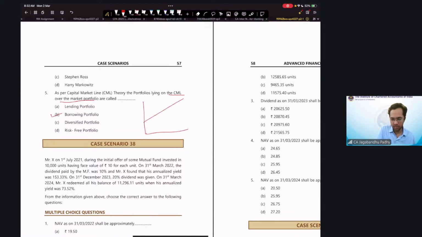So it's like when you have this particular portion that this is your market and this is your risk free. At this point, it's 100% risk free and 0% market. At this point, it's 100% market and 0% risk free. Now, if you're sitting over here, it means of course it is 1.5 weightage of market and minus 0.5 weightage of risk free. So this is a portfolio which is created by borrowing money, and therefore the option is going to be B, which is borrowing portfolio. Are we clear with this, everyone? Yes, sir. Okay.